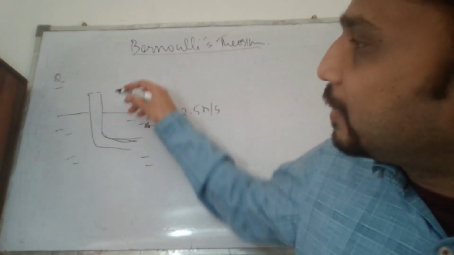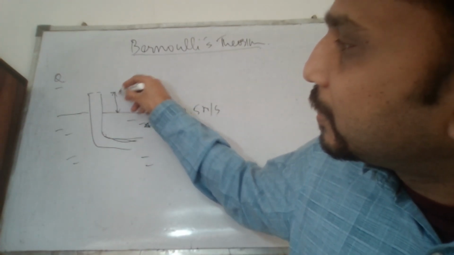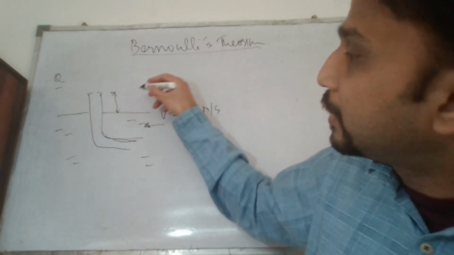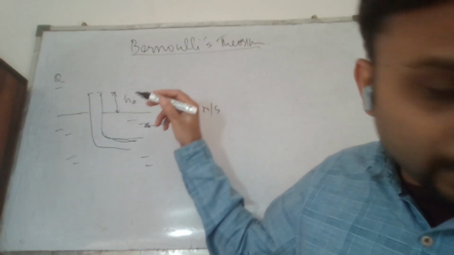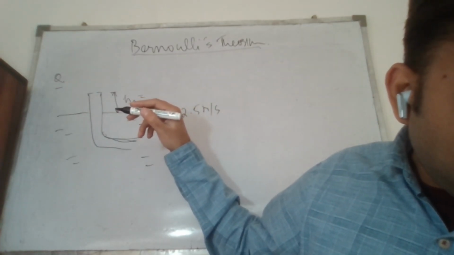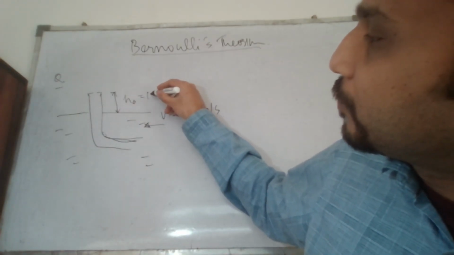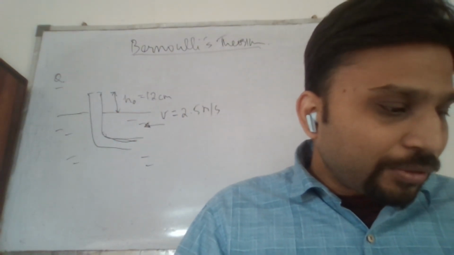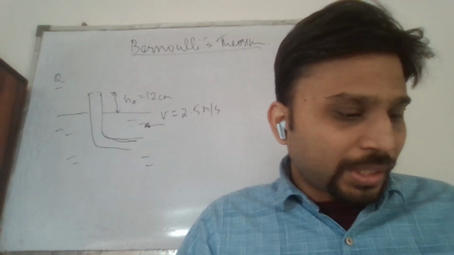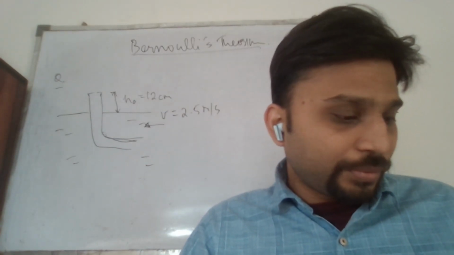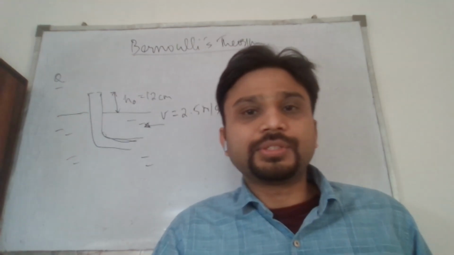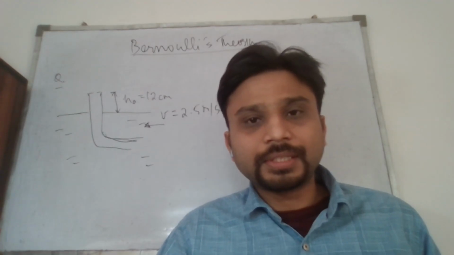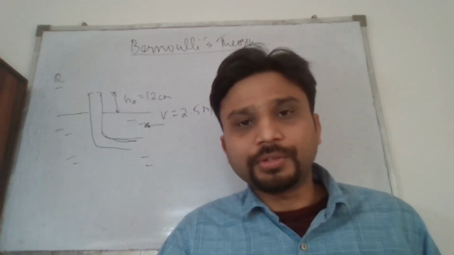So it is also given that the tube rises above the surface of the river by a height h naught equal to 12 centimeter. Right. So we have to find the maximum height to which water can spurt above the orifice. I'll repeat the question again. Find the maximum height to which water can spurt above the orifice.